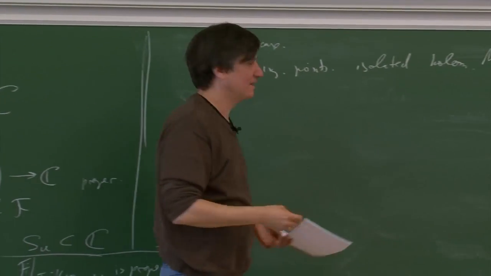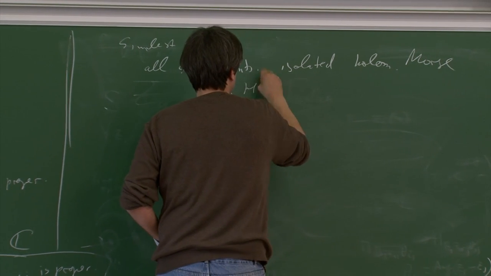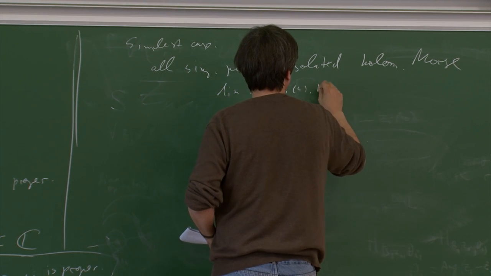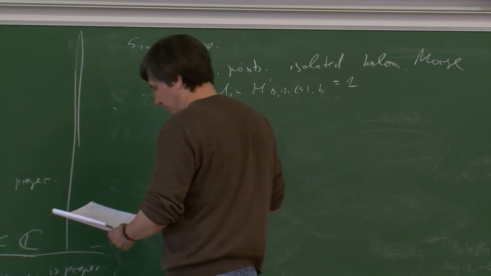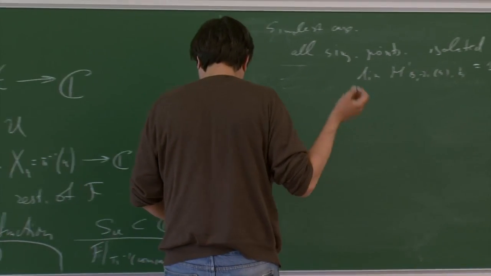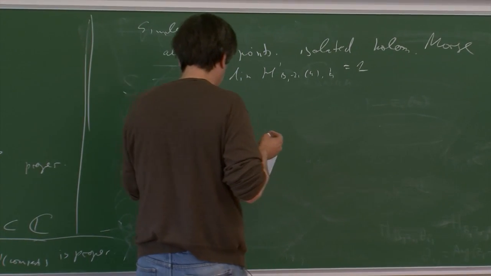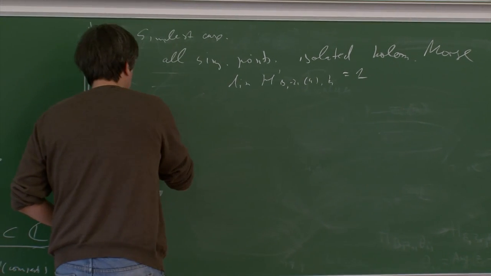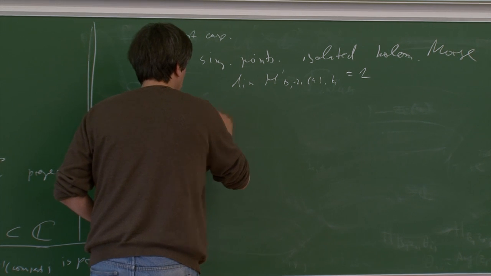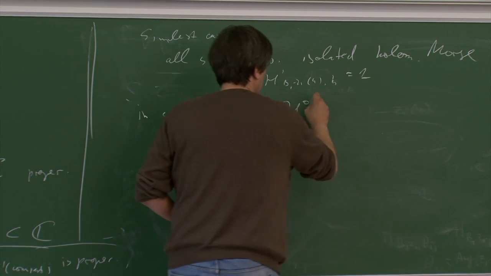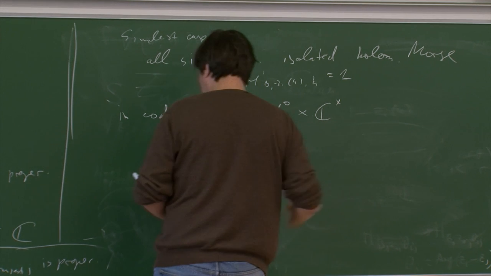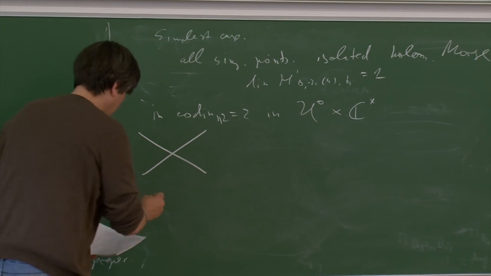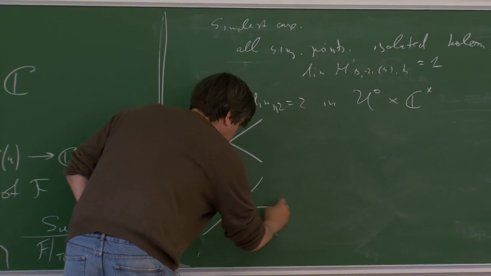The dimension of H is 1. Monodromy is plus minus 1. So essentially we have a basis. And typically in real codimension 2, in this U0 cross C star, you get two possible pictures. Like this and like this.